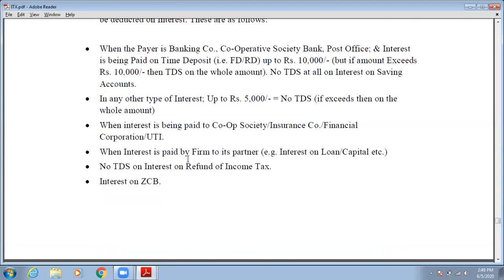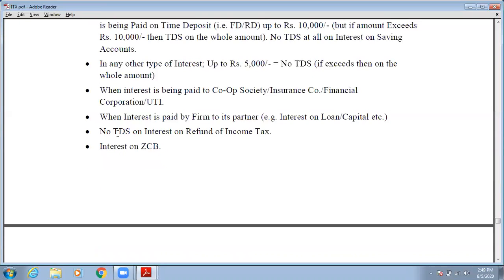When interest is paid by a firm to its partner, that is interest on loan or capital, if any firm pays some interest to its partner, then in that case also you are not required to deduct the tax on that interest payment. No TDS on interest on refund of income tax. If there is some refund of income tax, then in that case also no TDS will be deducted on that interest.